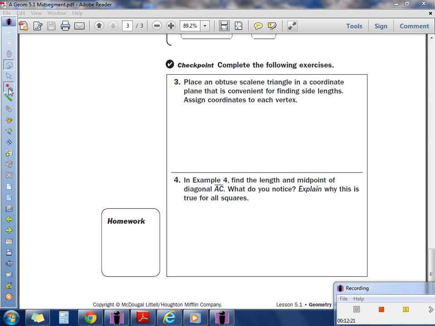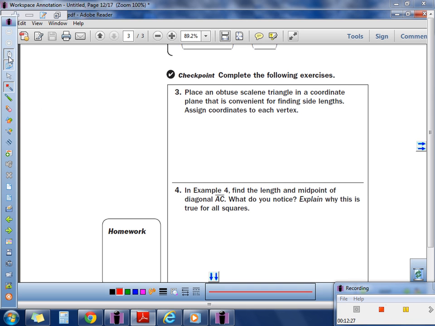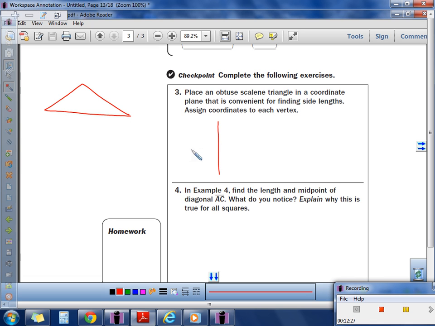So on these, we have to refer back, place an obtuse scalene triangle. So you have to know what an obtuse scalene triangle looks like. Here's how I kind of envision them. I envision them with a big angle and then a side. There's a number of ways to place that triangle on a graph. The key tip that I want to tell you is always place one of the vertices on the origin.